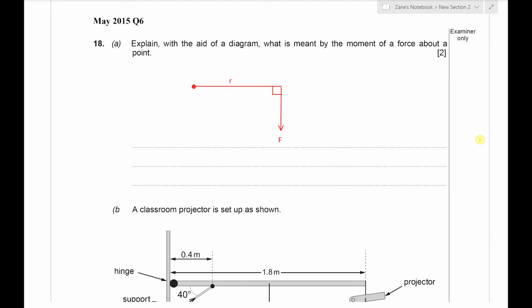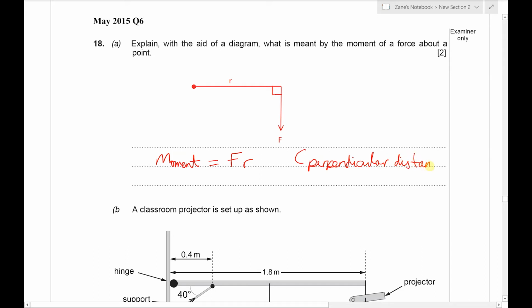So I've pre-drawn this diagram. The definition of the moment of a force is that the moment of a force is the force multiplied by the perpendicular distance from a pivot. So in terms of the diagram, the moment is equal to F times R. You can put that in words, but as long as you've got the right angle on the diagram, that's fine. So I'll just emphasize the perpendicular bit here. The reason I've used an R rather than something like a D for the diagram is that an R looks a bit like a right angle.